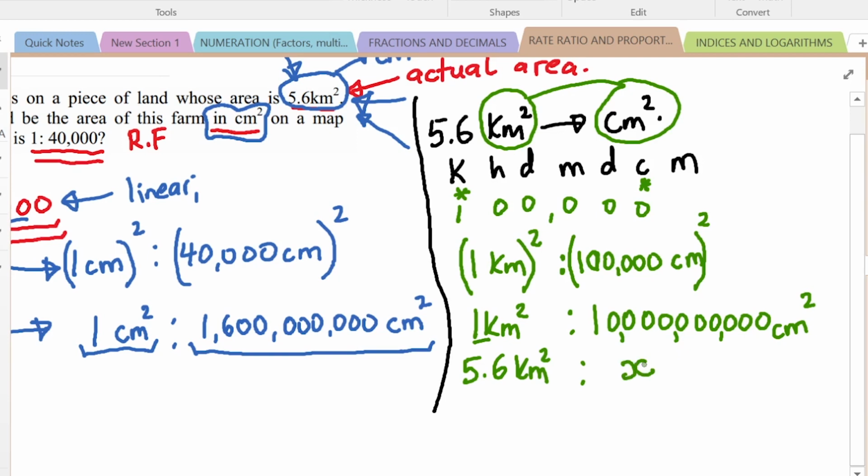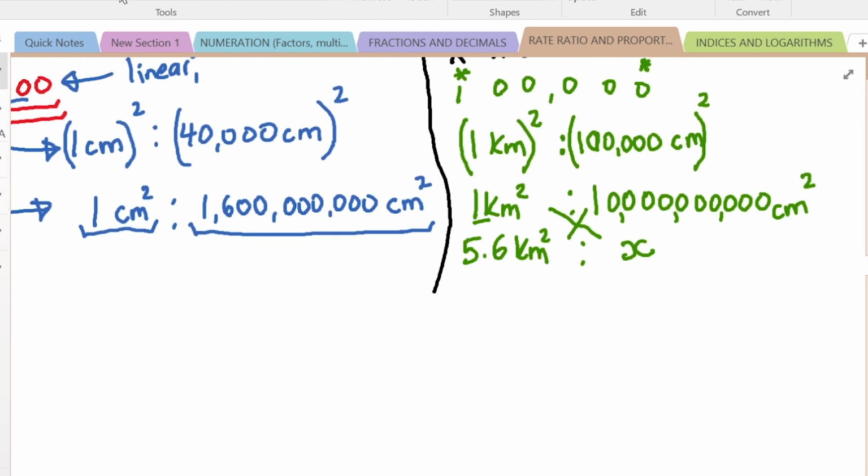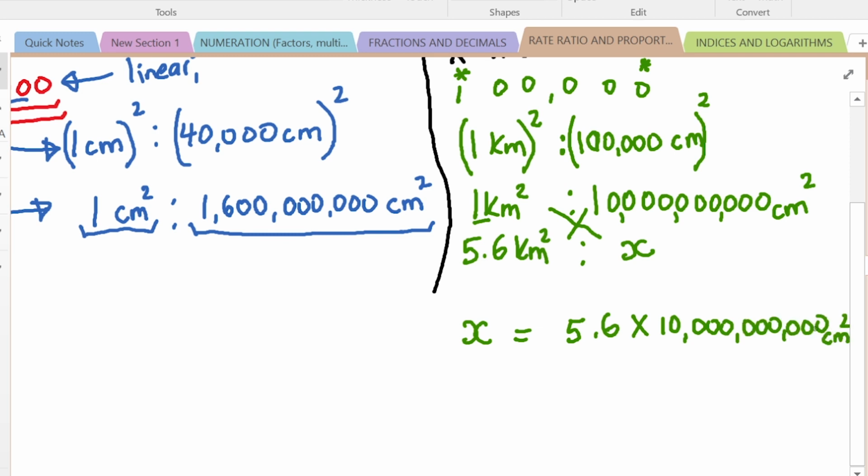Let's call it x. We are converting things to centimeters squared. So when we cross multiply, x times 1, which is x, is going to give us 5.6 multiplied by 10 billion, in centimeters squared. Of course, when we cancel out one of those zeros and the decimal point moves, it comes to 56 and the rest are the zeros. And this is in centimeters squared. So take note that we have now converted 5.6 kilometers squared to centimeters squared.